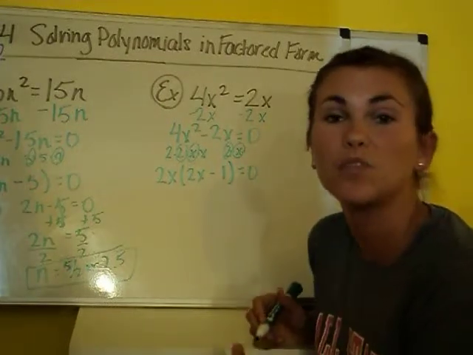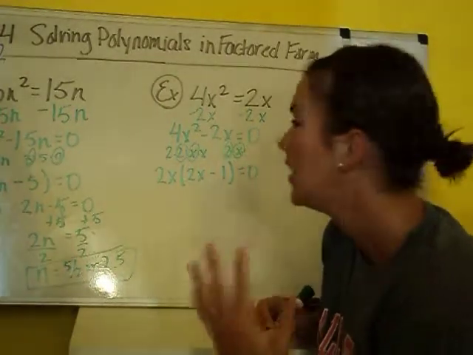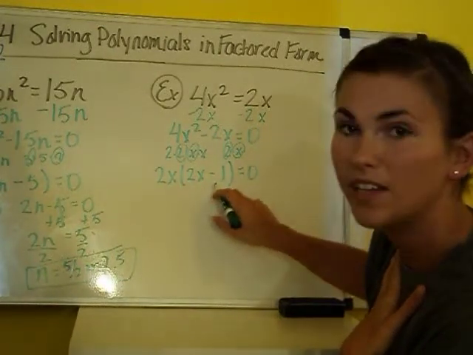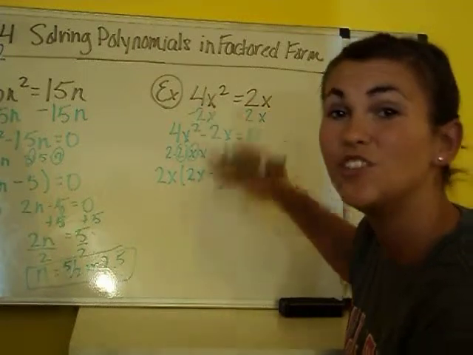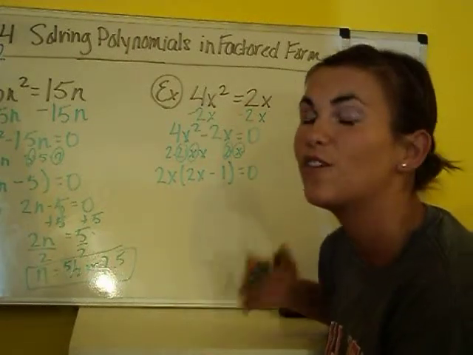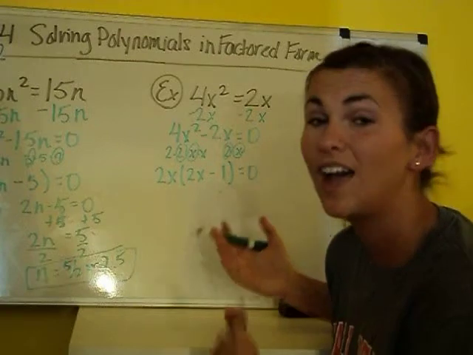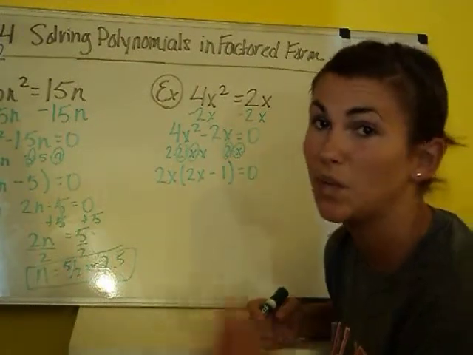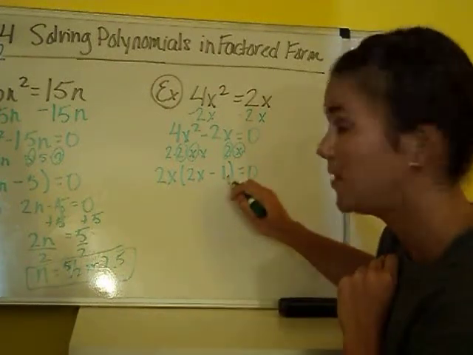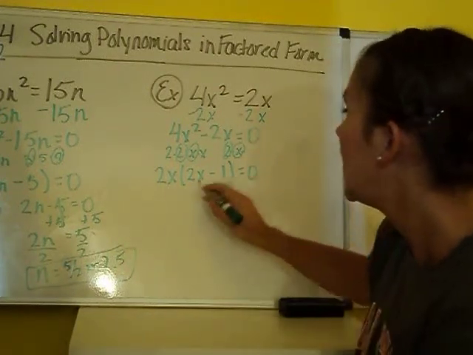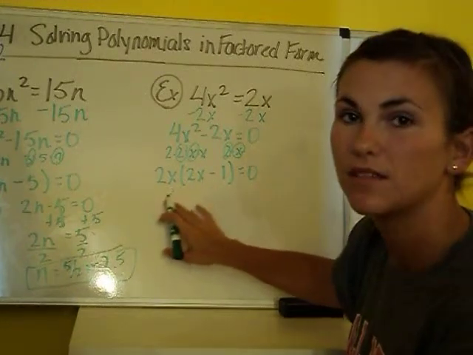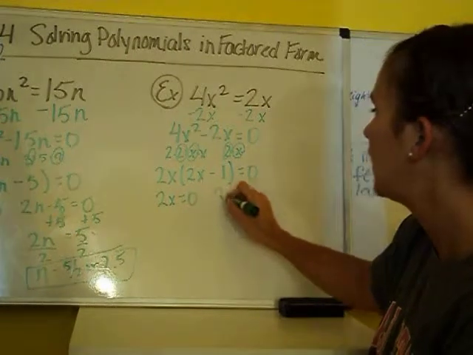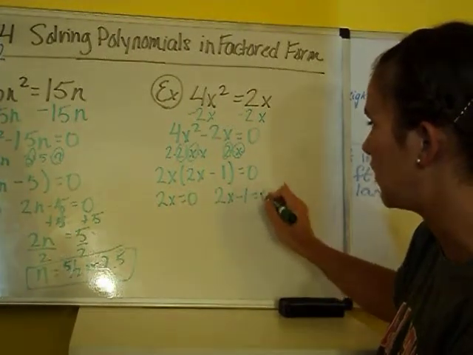That being said, because we're using greatest common factoring, if you were to go from here to here, we would use the distributive property. So when we're factoring, we're actually undoing the distributive property. So if the distributive property is multiplication, then undoing that would be division. So if we were to divide 2x by 2x, we would get 1, not 0. So that's why we need that 1 there. Okay? Now that I'm set up in my product, or my factored form, I can set my 2x equal to 0, and my 2x minus 1 equal to 0.